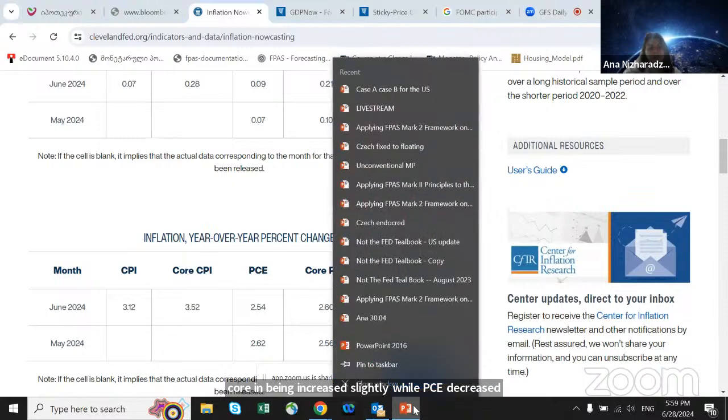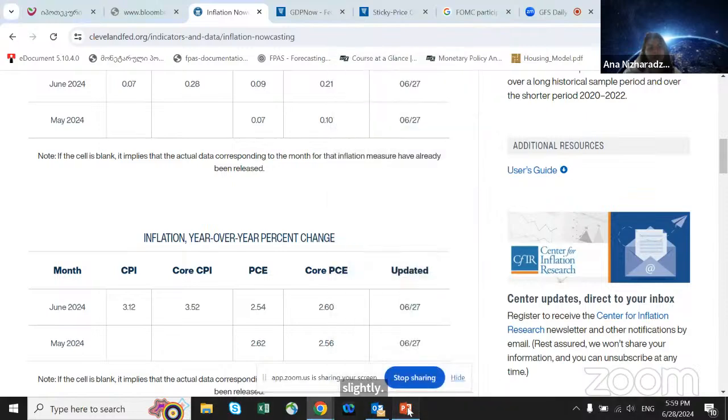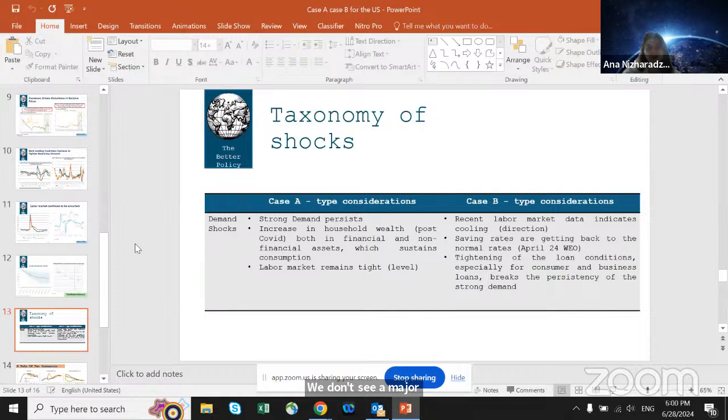And with this newly updated data on PCE and core PCE, with core increasing slightly while PCE decreased slightly, we don't see a major change in these inflation measures, and that is why we can assume that we still follow this case A type of scenario. However, we also have some things supporting the case B scenario, such as the labor market slightly indicating that maybe we'll see some moderation from supply side pressure.